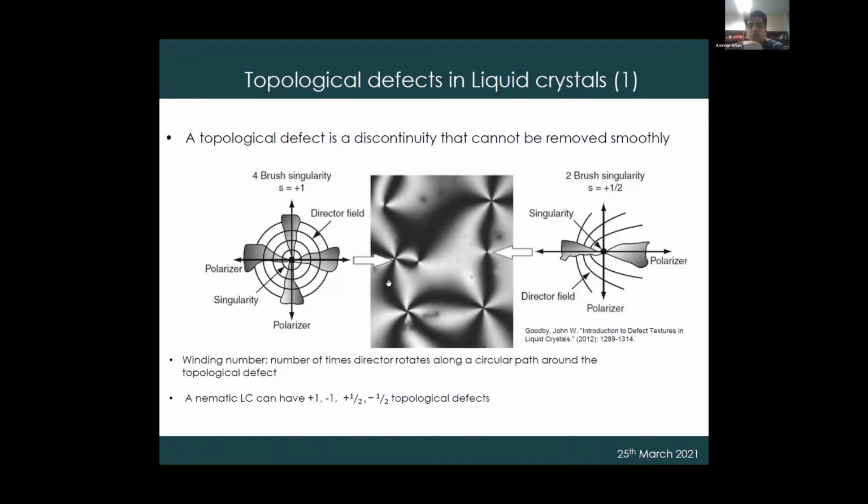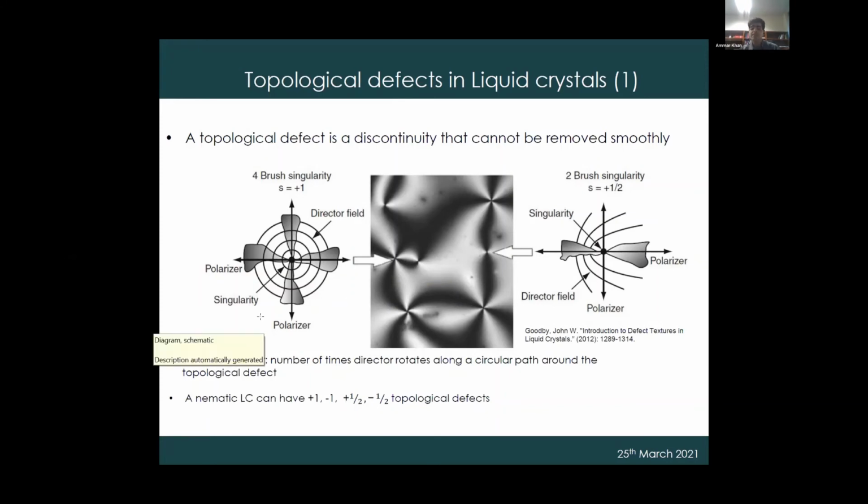So you either get these 4-point brushes or you get these 2-point brushes. If you look at a 4-point brush, what that corresponds to is a full rotation of the molecular director, meaning a full rotation of the long axis of the molecules. So if you go around these 4-point brushes once, you traverse the molecular director. The molecular director sweeps out 360 degrees or 2 pi. If you go around this kind of defect once, the molecular director sweeps out 180.